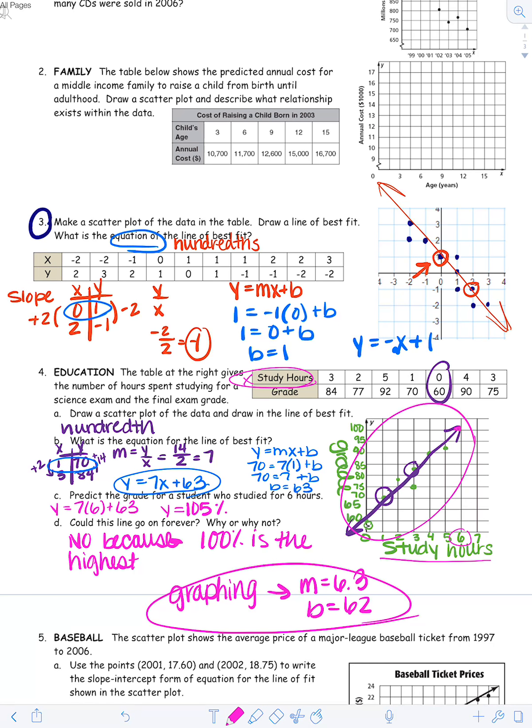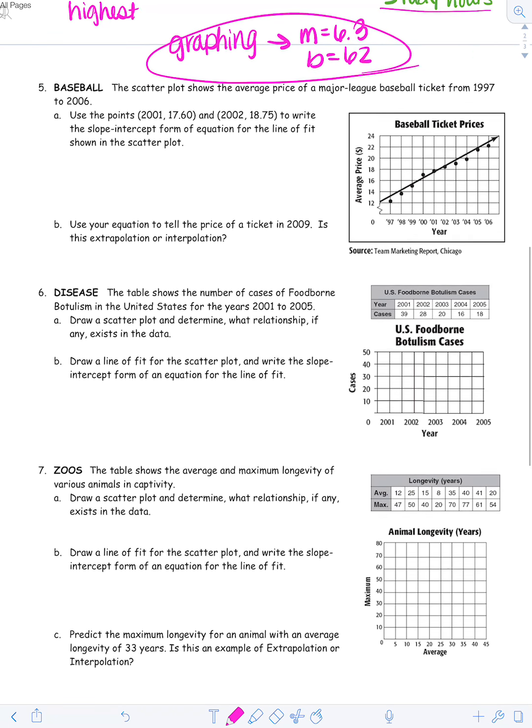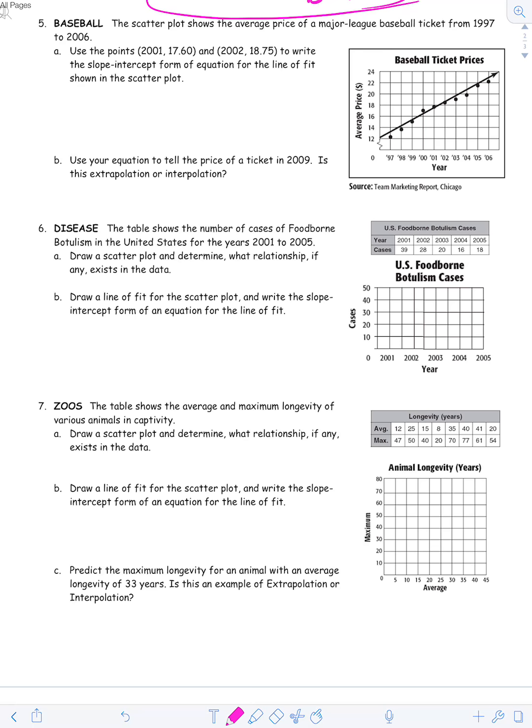All right, so we're going to do one more. And we are actually going to do number 6, which is on the back of yours. Okay, again, scale is created for you, titles there. The table shows the number of cases of foodborne botulism in the United States for the years 2001 to 2005. Draw a scatter plot and determine what relationship, if any, exists in the data. So pause it, graph, answer part A. If you want to keep going on to part B, you can. Otherwise, come back.